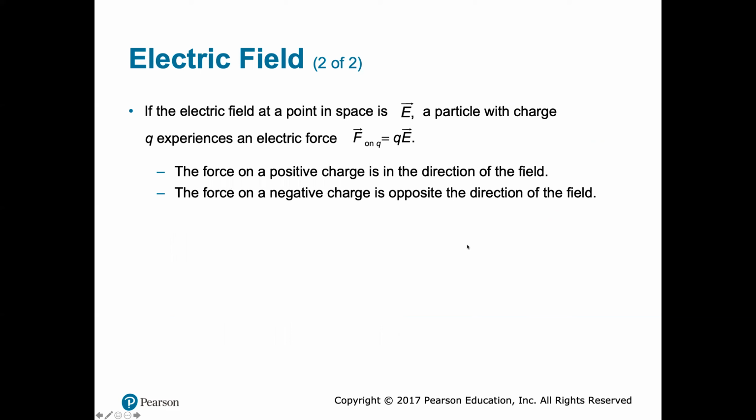If the electric field at a point in space is E, then a particle with charge Q will have a force at that point, which is F equals Q times E. If the charge is positive, then the force is in the same direction as the field. In the opposite way, if the charge Q is negative, then the direction of the force is opposite to the field.